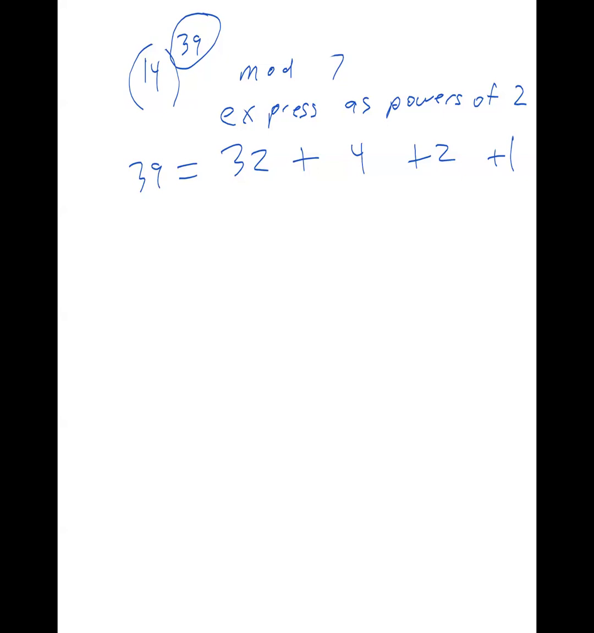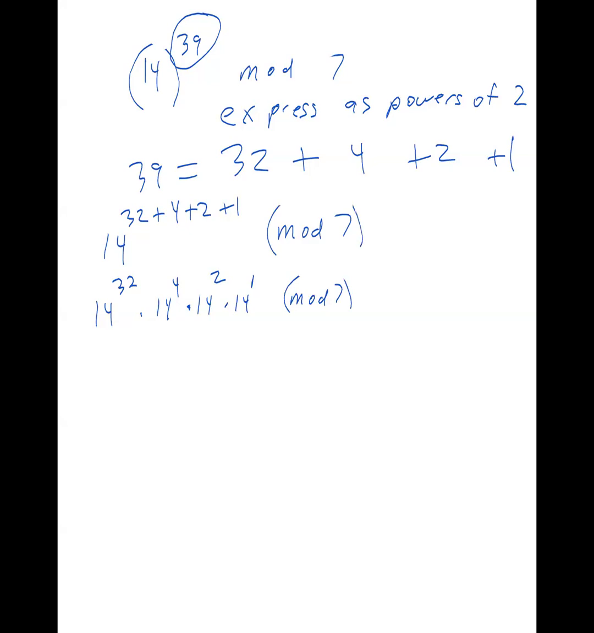Then what you're left with is, instead of saying 14 to the power of 39, you say 14 to the power of 32 plus 4 plus 2 plus 1, mod 7. And then we separate the 14 to the 32 plus 4 plus 2 plus 1, using the rule of algebra, into 14 to the 32 times 14 to the power of 4 times 14 to the power of 2 times 14 to the power of 1, mod 7. Okay. Now, what is 14 mod 7?